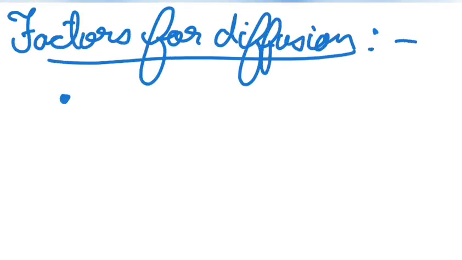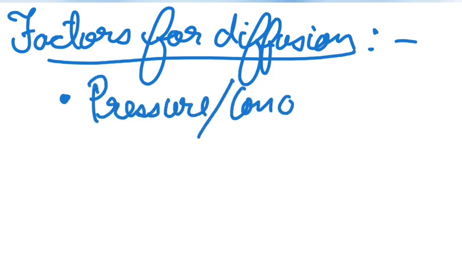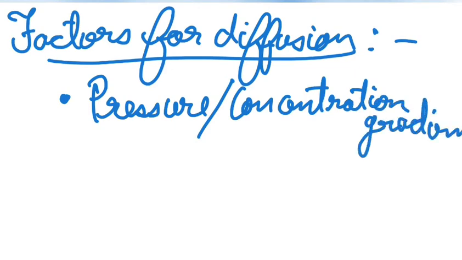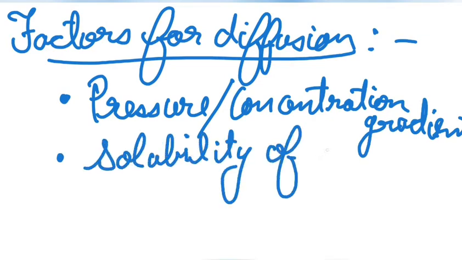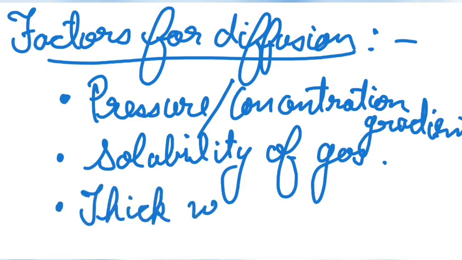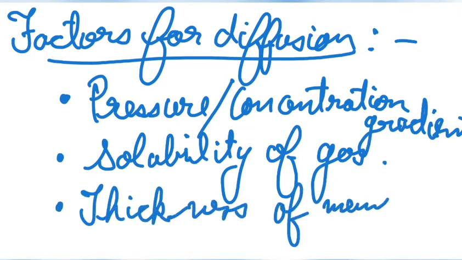Let's discuss these factors. First up, we have pressure and concentration gradient. Pressure contributes a lot in diffusion, initially the partial pressure. Second, we have solubility of gases. How soluble is a gas in a particular type of liquid? And at last, we have the thickness of membrane. Thickness of membrane is inversely proportional to the gas diffused.